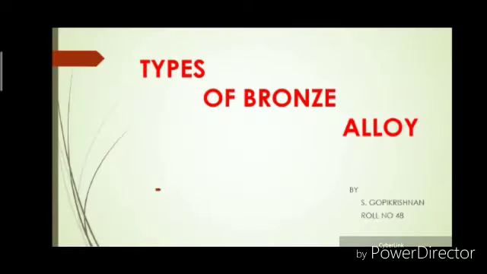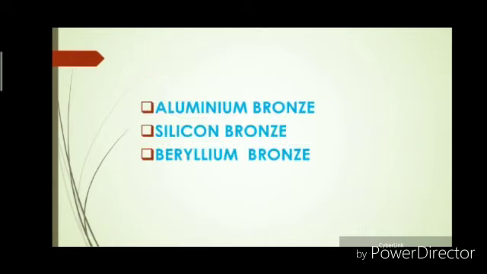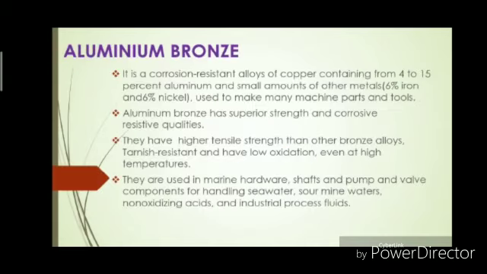Myself Gopi Krishnan. I am here to talk about the topic types of bronze alloy. These are the bronze alloy: aluminium bronze, silicon bronze, and beryllium bronze. First one is the aluminium bronze. It is a corrosion resistant alloy of copper containing 4 to 15% of aluminium.